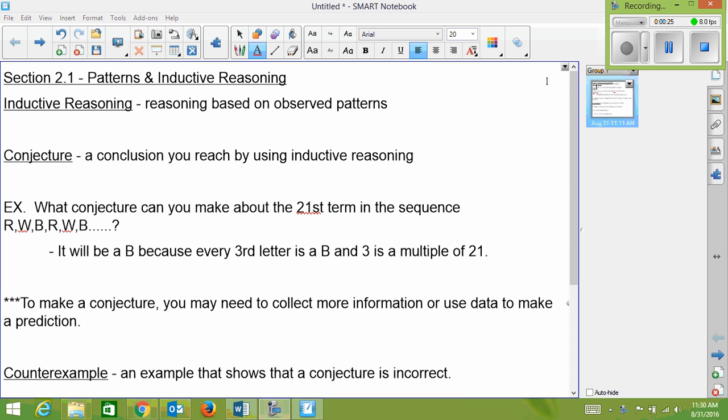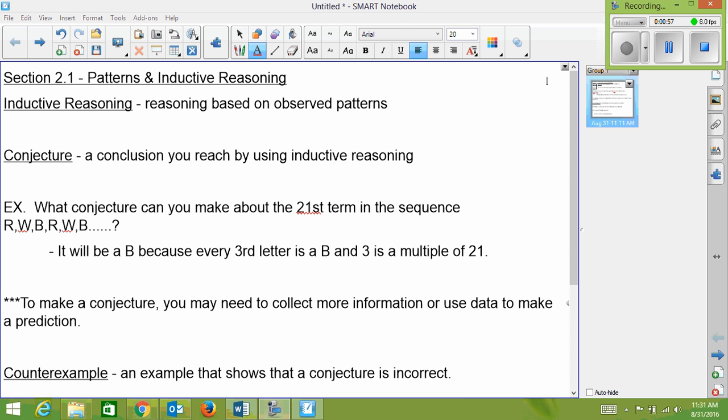is called a conjecture. For example, what conjecture can you make about the 25th term in the sequence RWB, RWB, and so on? If you keep going there and actually write it out, which you can do, you'll end up with a B at the 21st term. Why is that? If you look at the pattern, every third letter is a B, and 3 is a multiple of 21, so you know that if you keep going, every third one is going to be a B, which makes the 21st term a B.